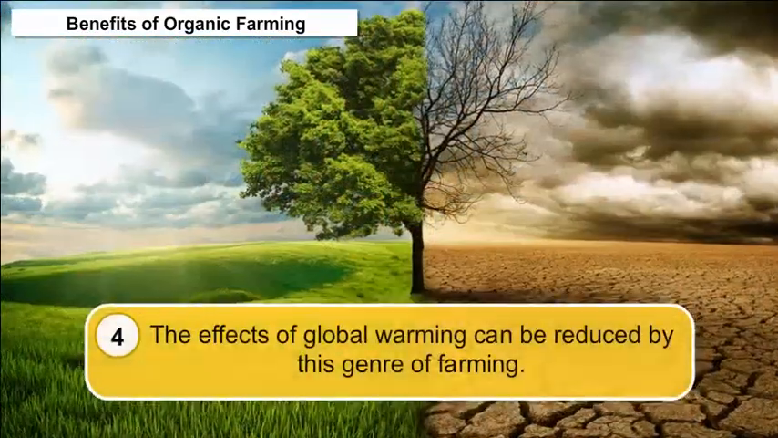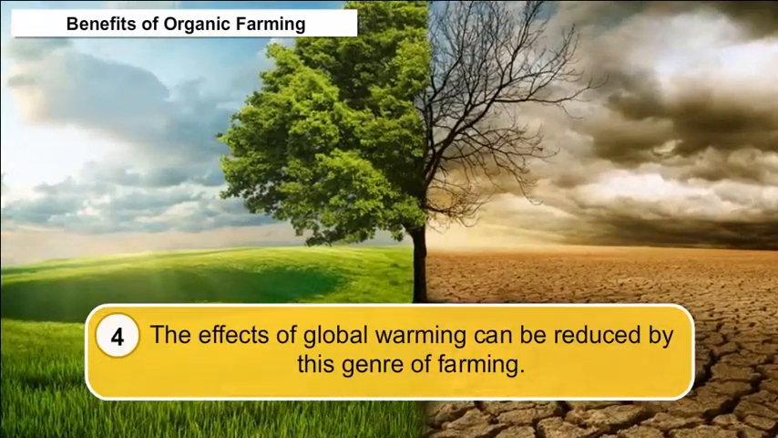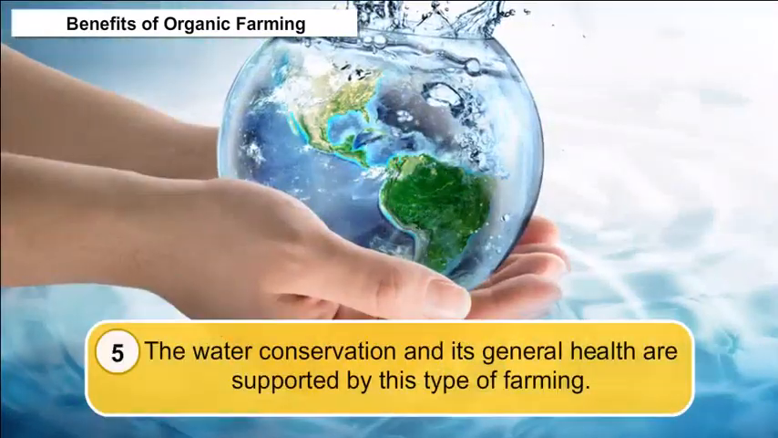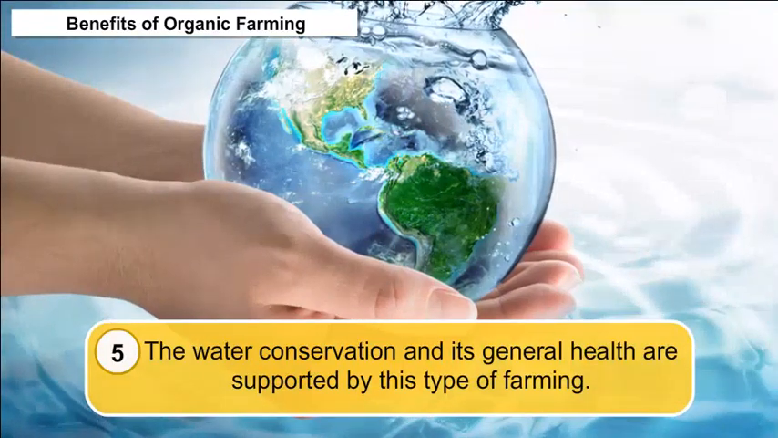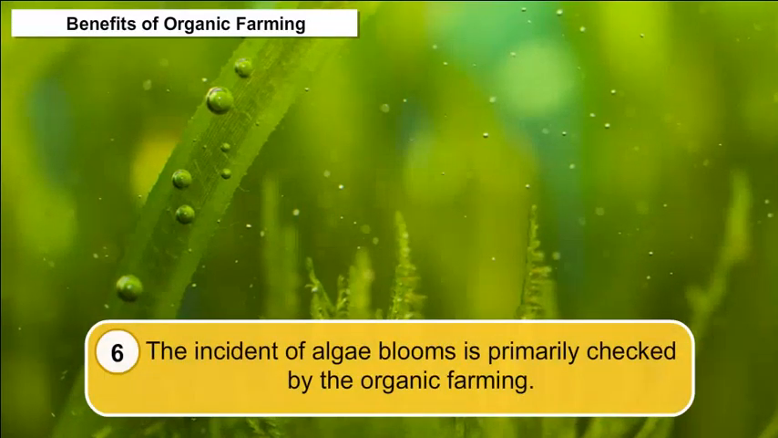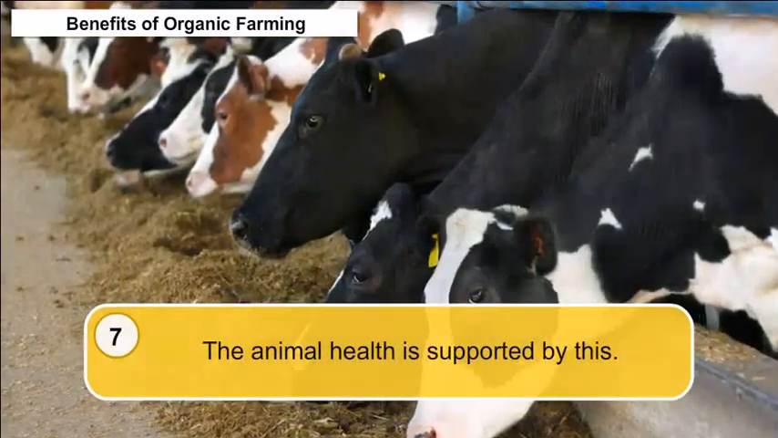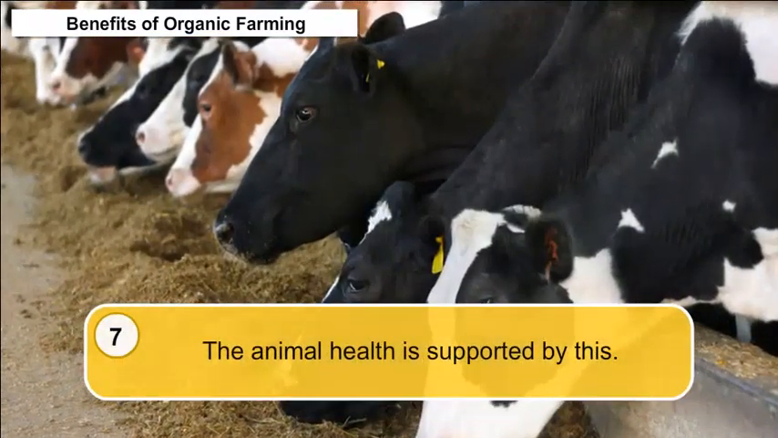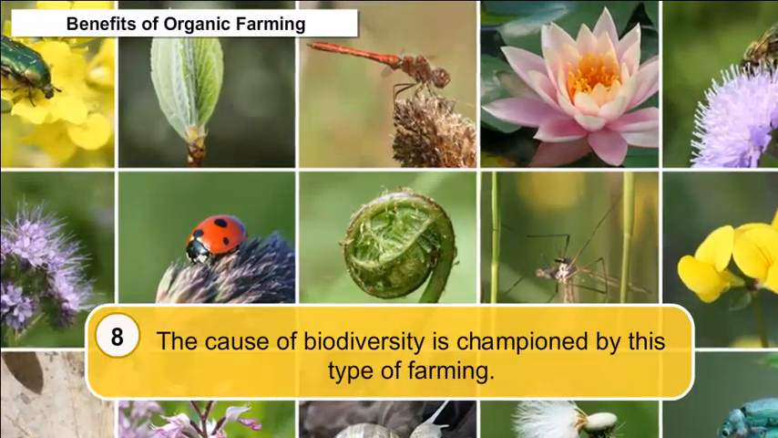The effects of global warming can be reduced by this genre of farming. Water conservation and its general health are supported by this type of farming. The incidence of algae blooms is primarily checked by organic farming. Animal health is supported by this. The cause of biodiversity is championed by this type of farming.